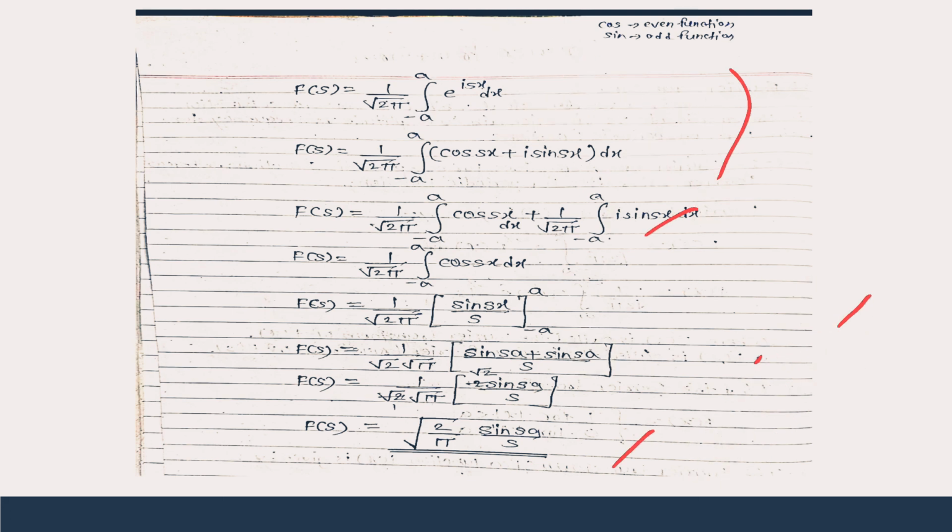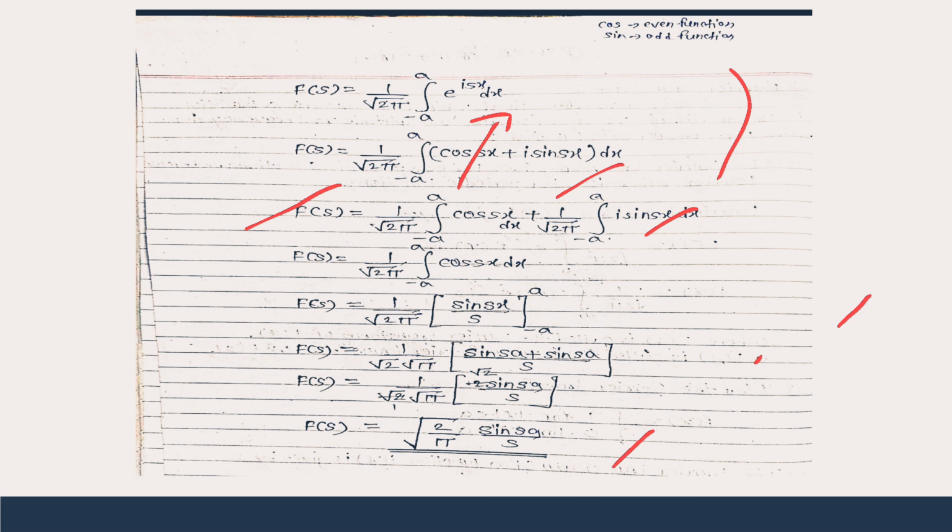Now in the next step, here the limits we will separate. So 1 by under root 2 pi, minus a to a, cos sx into dx. We write these terms separately for easy calculation of integration. Then the second will be plus 1 by under root 2 pi, minus a to a, i sin sx into dx. Here the given limits are minus a to a, that is, we can say opposite limits.